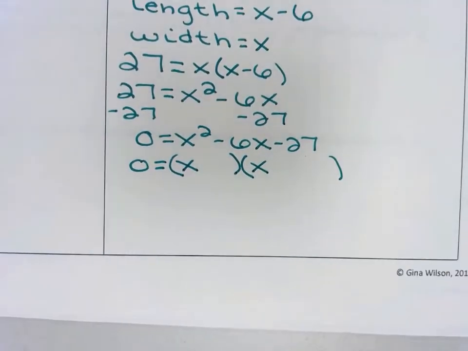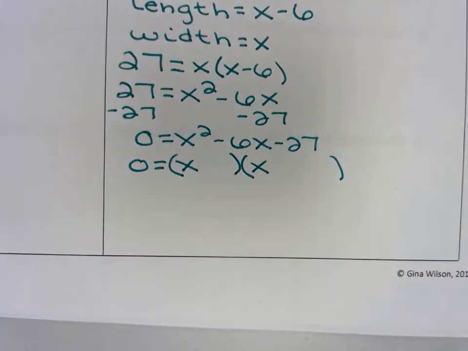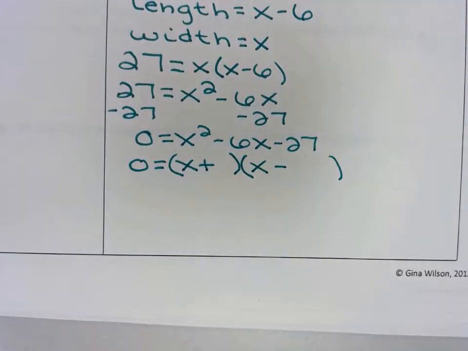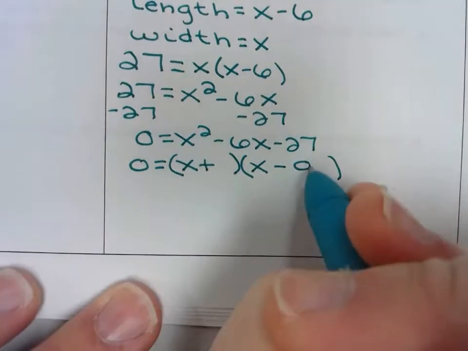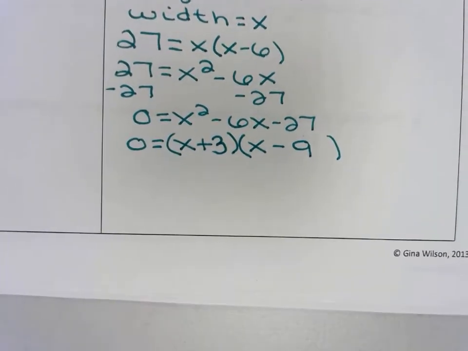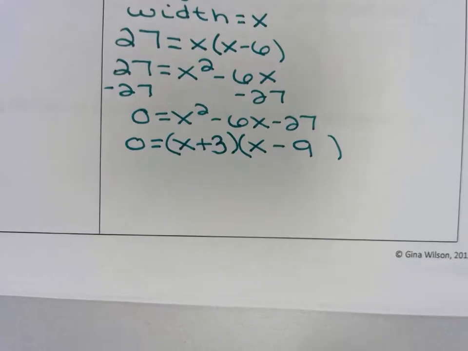X. And as I think, I need 2 numbers that multiply to give me negative 27 and add to give me negative 6. What are my signs going to be? Negative and positive. That's the only way to multiply to get a negative. So what are 2 numbers that multiply to give negative 27 and add to give negative 6? Negative 9, positive 3. Any questions so far? Same idea we did yesterday.